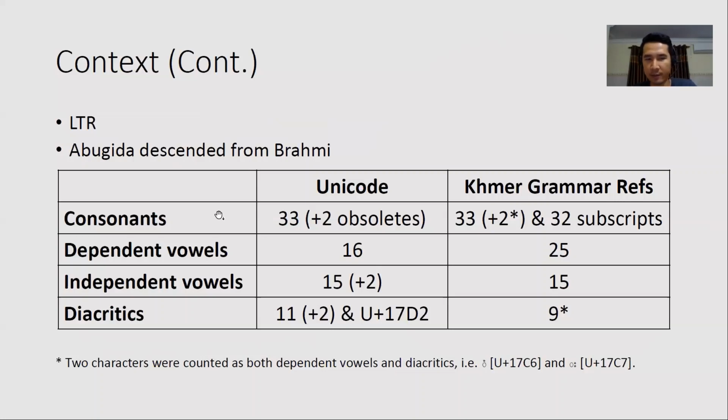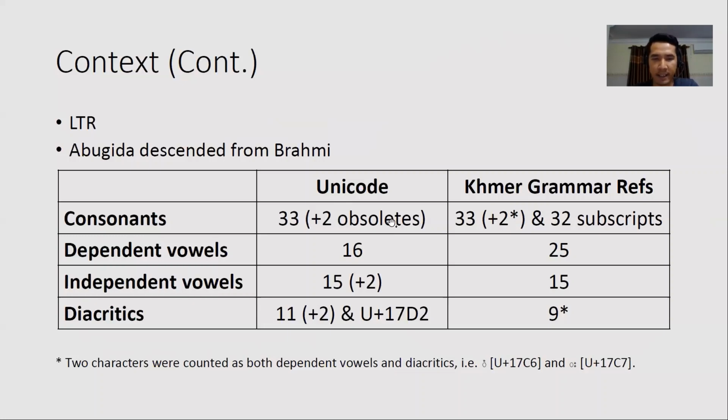I would give you a little bit of an insight into the inventory of characters in the Khmer language based on the Unicode Standard and Khmer grammar references. According to the Unicode and Khmer grammar references, there are 33 consonants. Unicode listed 2 obsolete, while the Khmer reference doesn't mention that very much because they're no longer used.